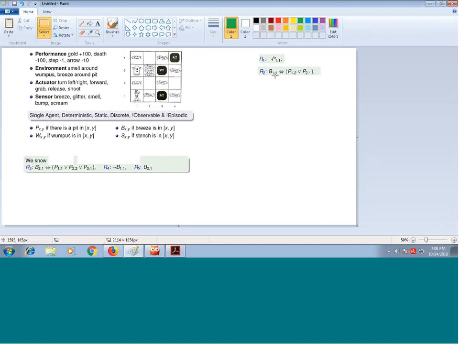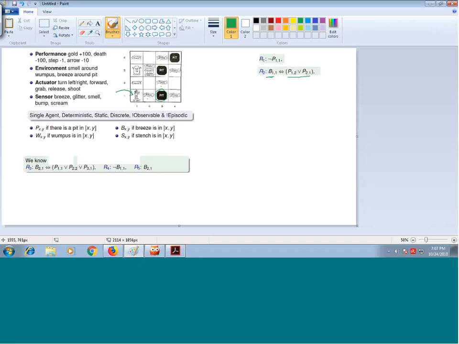This is the basic setting: if there is a pit over here, all the nearby cells have a breeze. So it is telling that if there is B11, breeze in this cell, it means that there is a pit around. Okay.